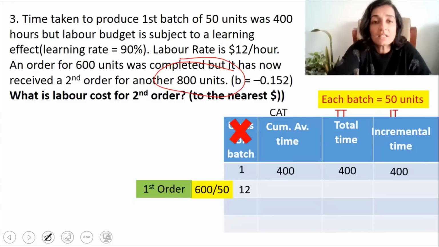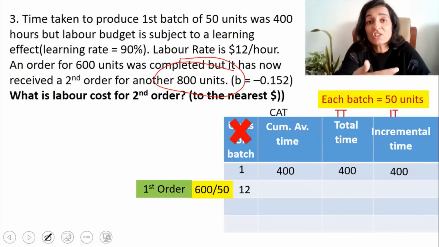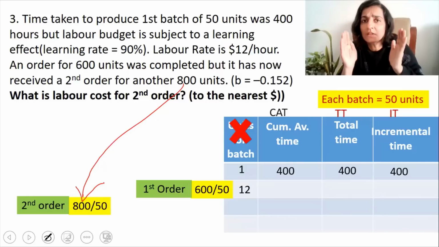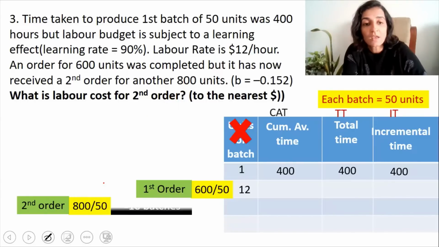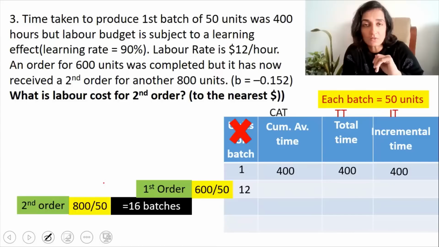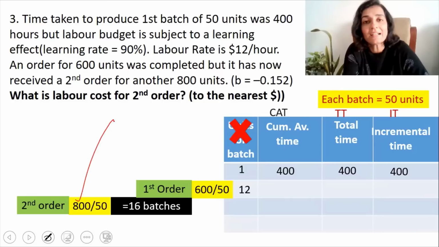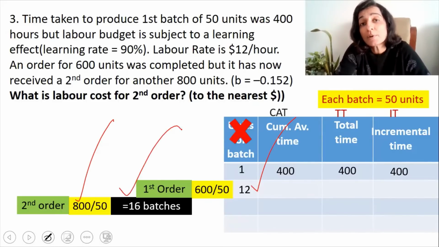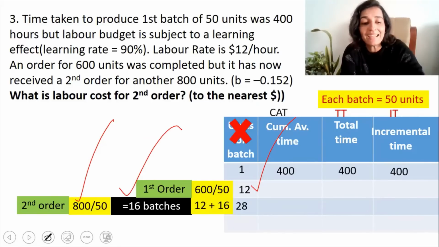Now the second order is for 800 units, which means that additionally, how many batches have to be produced? So for the second order, it's again 800 divided by 50. 50 is nothing but the units that are produced per batch. So we get 16 batches. So if we produce another 16 batches, then we will get a total of 800 units, which means that as a total, we have produced already 12 batches. Plus for the second order, if we are going to produce 16 batches, what is the total number of batches that we would have produced? It is 12 plus 16 or 28 batches.